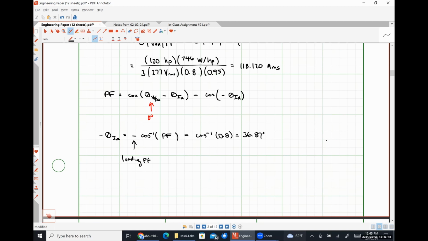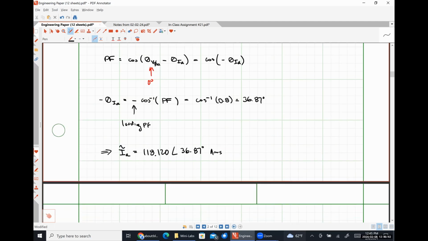Putting things together, we then have IA is equal to 118.120 with an angle of 36.87 degrees amps RMS. And from here, we can calculate our induced voltage.